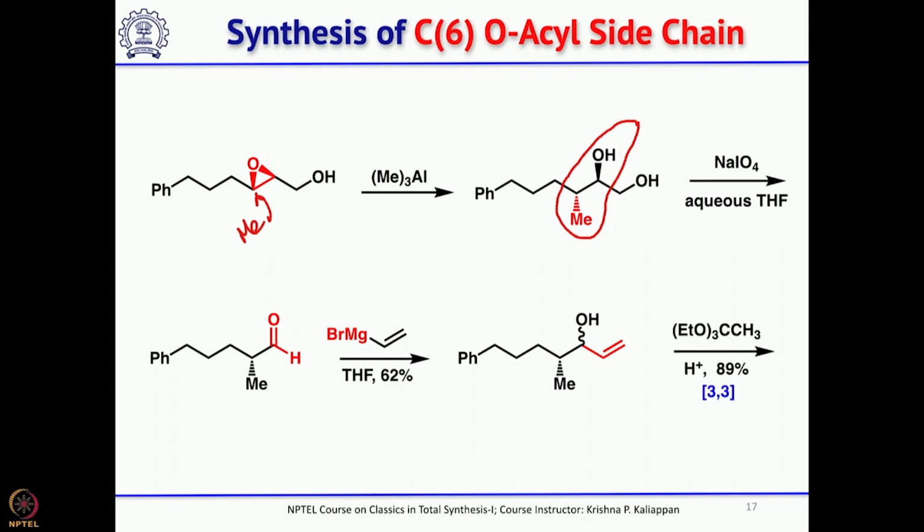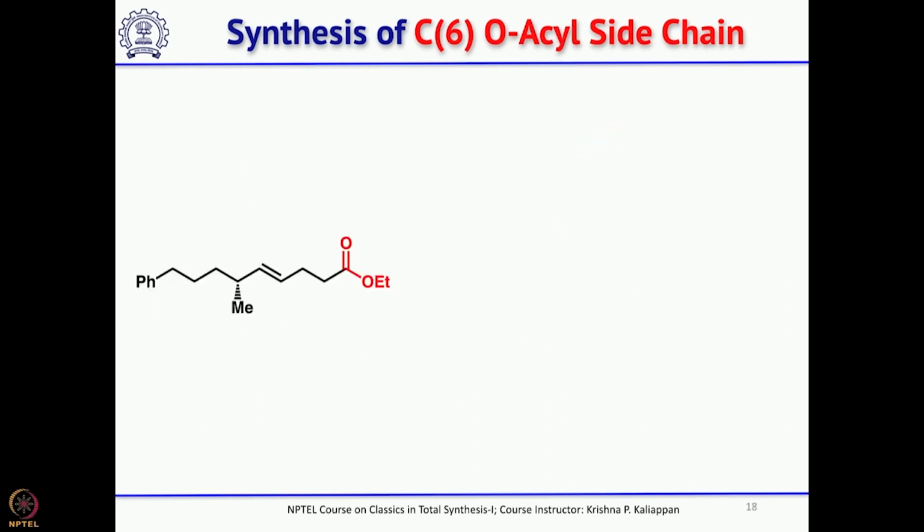So this vinyl allylic alcohol, upon treatment with triethyl orthoacetate with a catalytic amount of acid, is well known to undergo Claisen rearrangement. So if that happens, you get this gamma-delta unsaturated ester. Gamma-delta unsaturated esters, wherever you see them, one reaction which should come to your mind is Claisen rearrangement. So this is the product. This is nothing but the gamma-delta unsaturated ester.